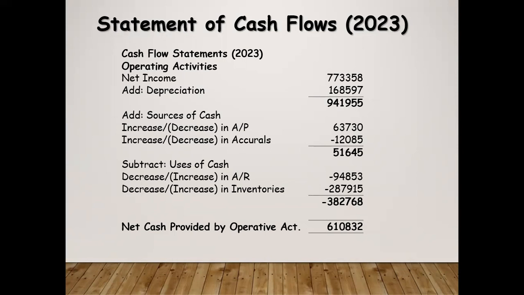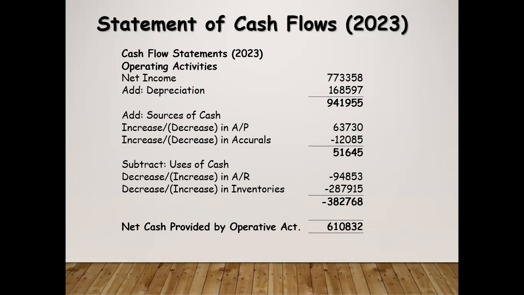Other sources: increase or decrease in accounts payable. Here we have an increase, that's why the increase is positive. Increase or decrease in accruals. Here we have a decrease, so the decrease is reflected as negative in the accruals. Now what are the uses? Increase in accounts receivable. Here we have an increase, that's why we have considered it as negative. Again, increase in inventory, that's why it's reflected as negative.